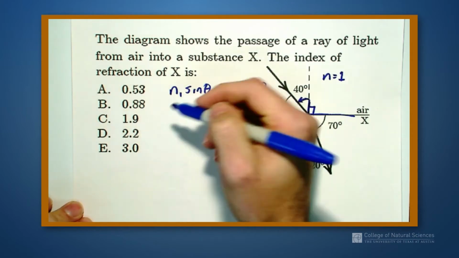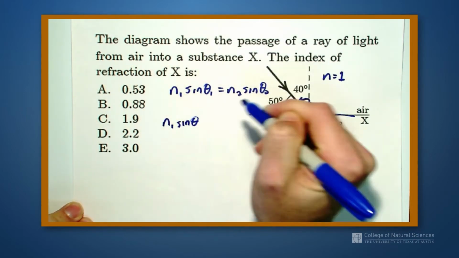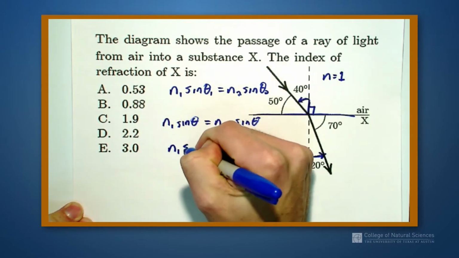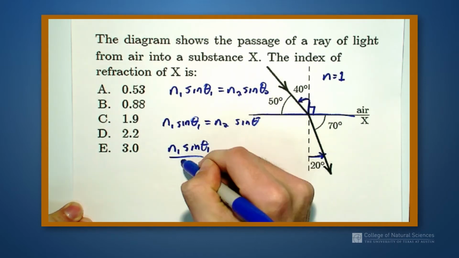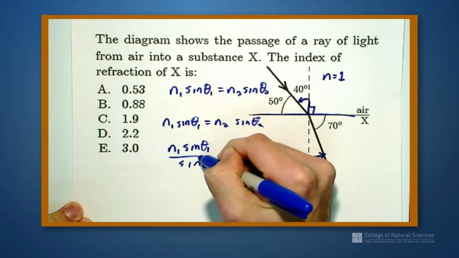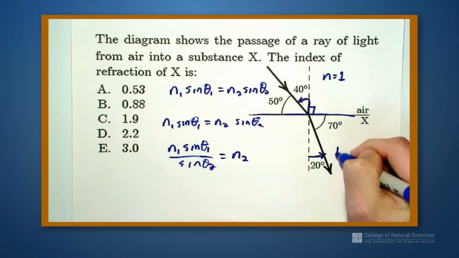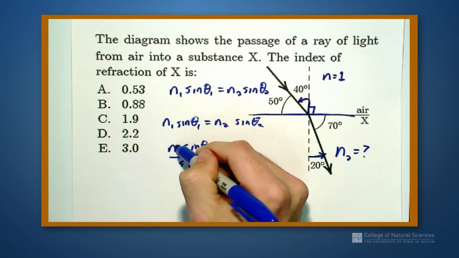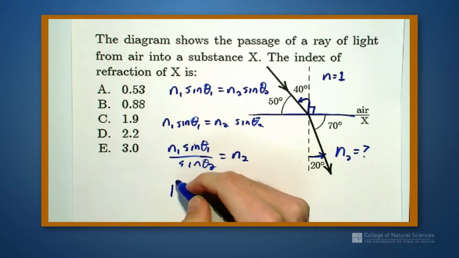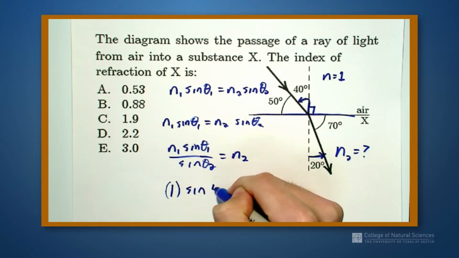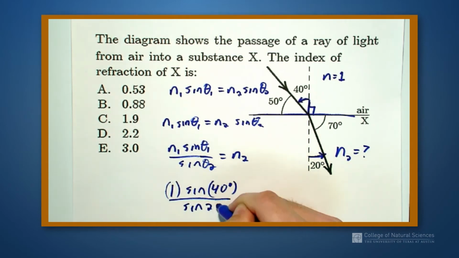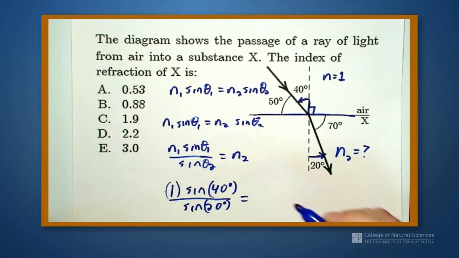So we know that n1 sine theta 1 is equal to n2 sine theta 2. We know it's n1 sine theta 1 over sine theta 2 that is going to be n2. I want to figure out what the index of refraction is of X. Well, the index of refraction of air is 1 times the sine of the angle of 40 degrees divided by the sine of the angle of 20 degrees. And that is going to give us the index of refraction of 2, or of the second one.